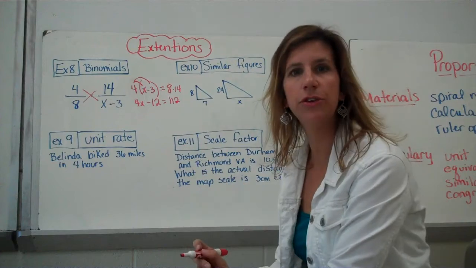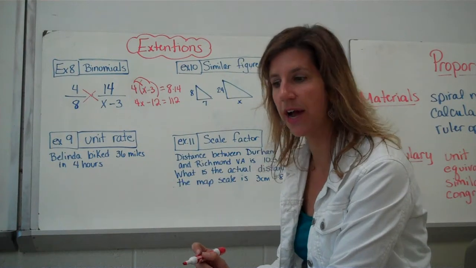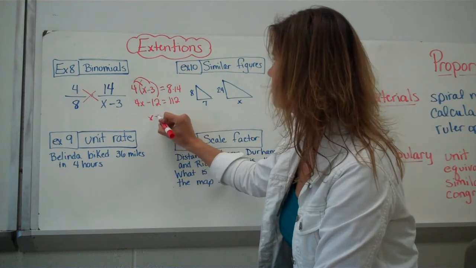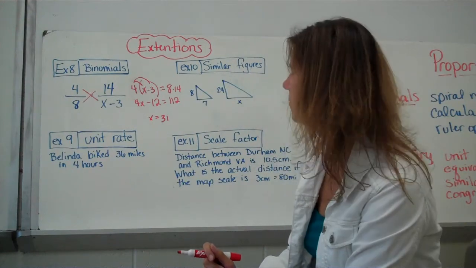All right? Solve using your algebra. Plus 12, right? And then the opposite of timesing by 4, dividing by 4, and you get x equals 31. All right?